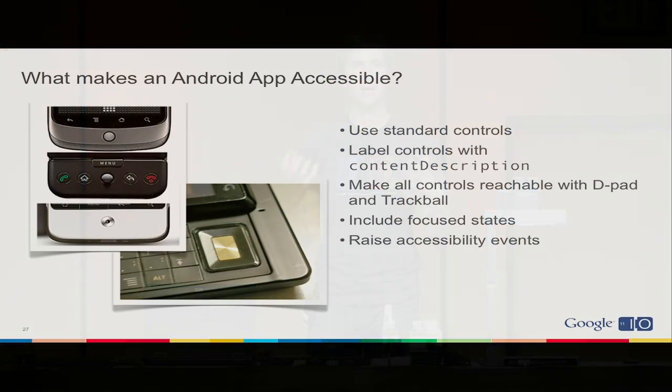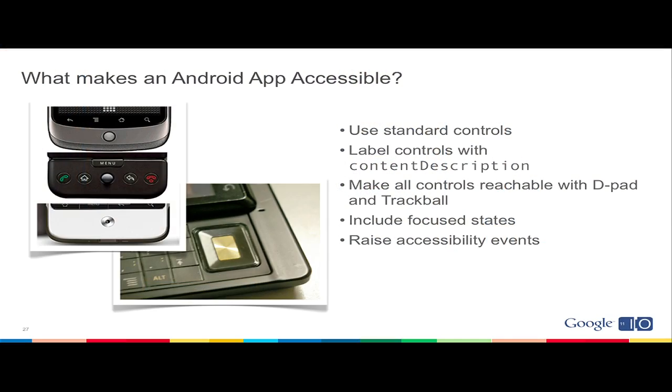Okay, so these devices, we've talked a little bit about what we have to do. More specifically, if I'm an application developer, to make my application accessible on Android, the first thing is, if I just use the standard controls, out of the box, they come with accessibility baked in. If I label those controls by setting their content description appropriately, it will automatically know how to speak the elements when we focus on them.